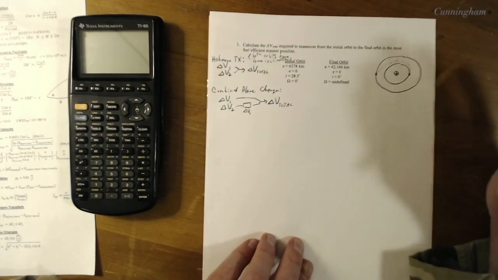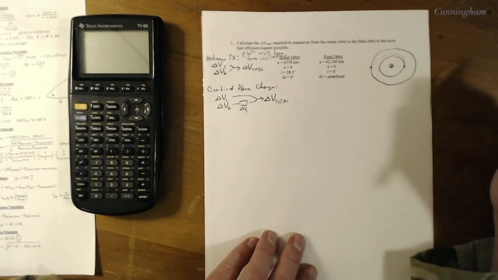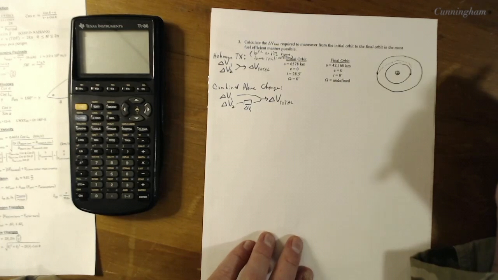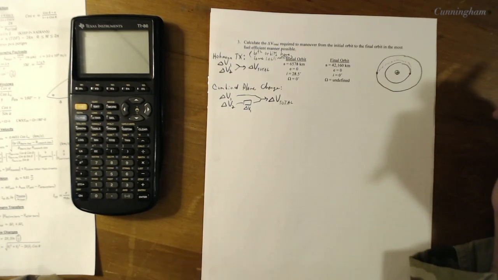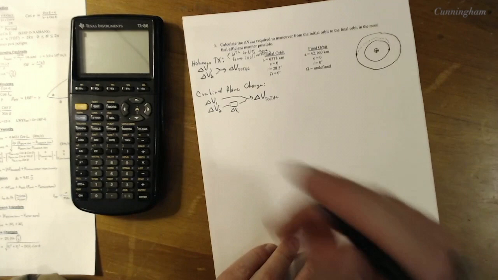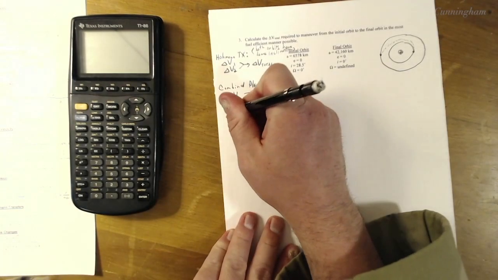So here's how we do this. Thankfully, blissfully, the math is really, really similar to a Hohmann transfer. It's almost identical, and I add one more step at the end. And so really, if you learn how to do Hohmann transfers, you're also getting all the points for learning how to do a combined plane change. But there's one fundamental rule. This is really important.